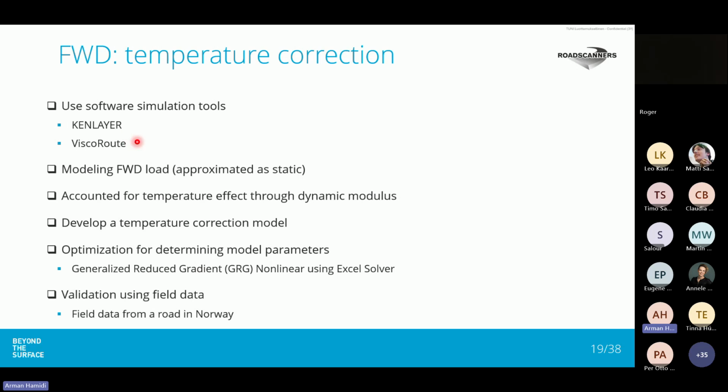So at road scanners, we modeled many different pavement structures and also modeled the FWD load to account for the effect of temperature. We reflected this effect using the dynamic modulus as the table that I showed, and a temperature correction model was guessed. The coefficients of this model were determined based on nonlinear optimization using solver tool in Microsoft Excel. And then we used a road in Norway that was measured at 3 different temperature levels to validate our model.